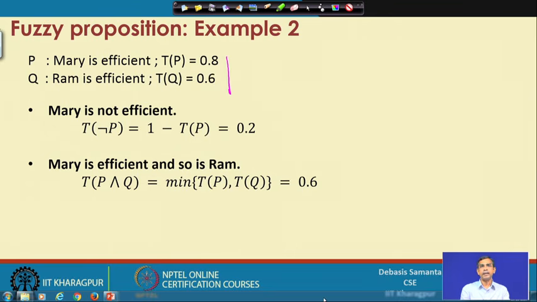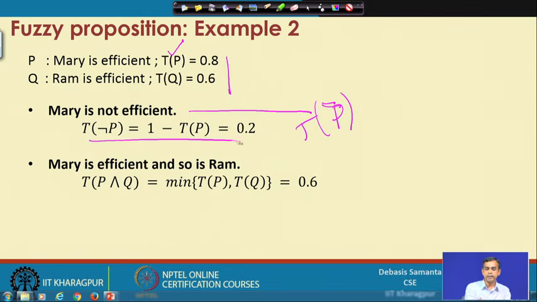Mary is not efficient is another proposition, and I can express it as P complement or not P, whatever it is. So, P complement. If Mary is efficient is given with truth value Tp, then the truth value of not P can be expressed by the formula 1 minus Tp. That means, if Mary is efficient is a proposition, then Mary is not efficient, another proposition not P, has the truth value 0.2.